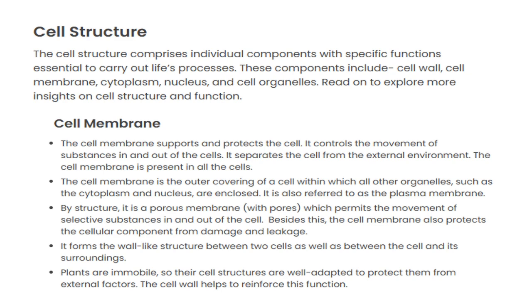Cell structure: the cell structure comprises individual components with specific functions essential to carry out the life process. These components include the cell wall, cell membrane, cytoplasm, nucleus, and cell organelles. The cell membrane supports and protects the cell and controls the movement of substances. It is the outer covering of a cell within which all other organelles such as cytoplasm and nucleus are enclosed. It forms a wall-like structure between two cells as well as between the cell and its surroundings.